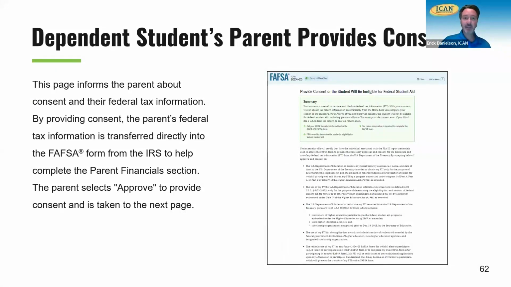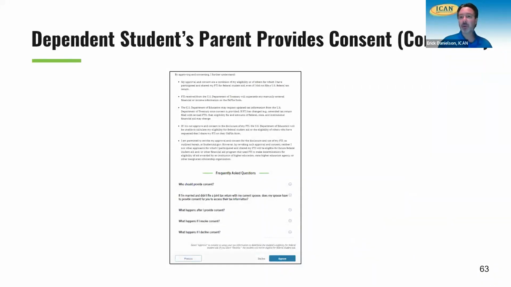Now it's the parents' time to give consent to have their taxes brought over electronically, and they hit approve. All contributors, student and parents, must hit approve to have their taxes brought over electronically. Again, even if you didn't file, you still need to hit approve to allow the IRS to see if there is anything on file. You must do that for the student to be eligible for federal aid. So we want to encourage students and families not to decline it. If for some reason it was accidentally declined, you can go back in and approve later on.